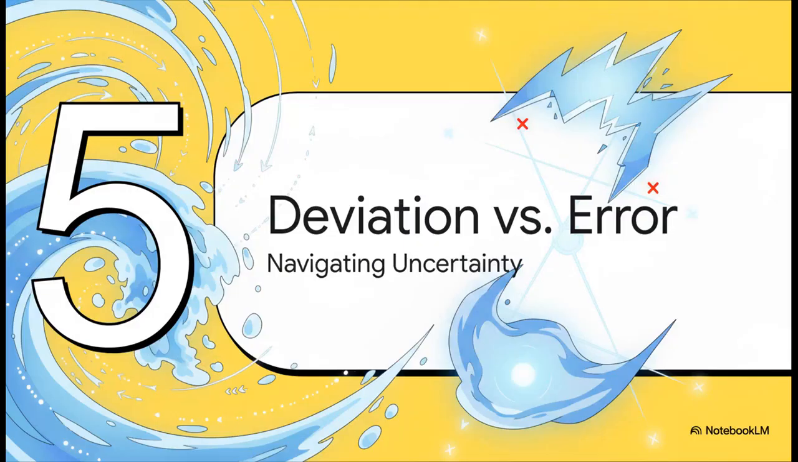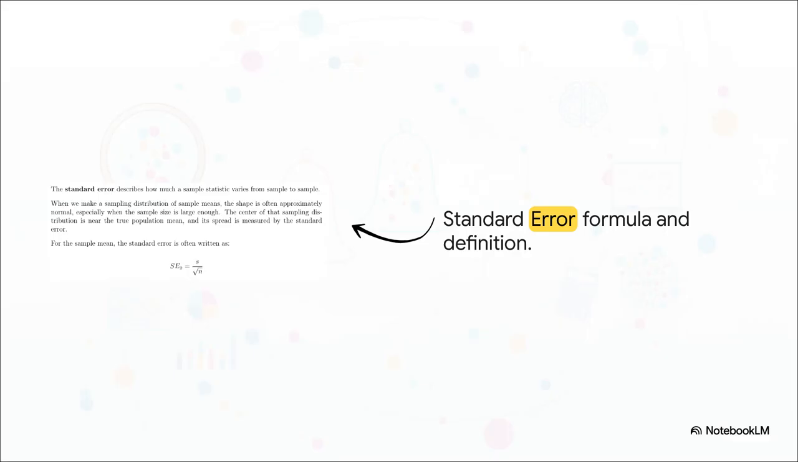Which leads us to part 5, deviation versus error. Navigating uncertainty. Now that we've got this incredibly useful, super smooth sampling distribution, we kind of need a way to measure its spread, right? Just like standard deviation measured the spread of the actual cups, standard error measures the spread of the sample means. And the math behind standard error is surprisingly simple.